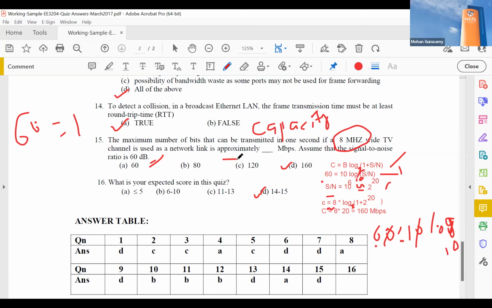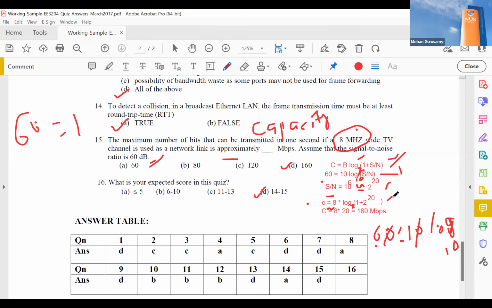Yes, because it asks approximately. If you have a calculator, you can find the actual value also, that should be okay. So approximately 2 raised to the power 20. Why I'm using 2 raised to the power 20 here is that in the capacity formula, B log of 1 plus S over N, the base for the log is 2. So C equals 8, B is 8 megahertz, times log of 1 plus 2 power 20.